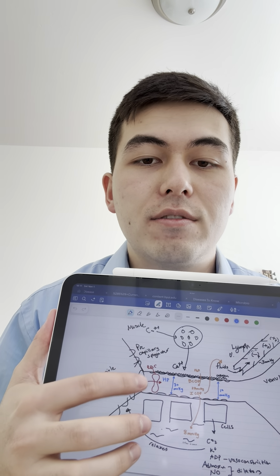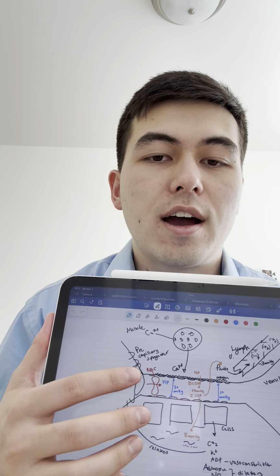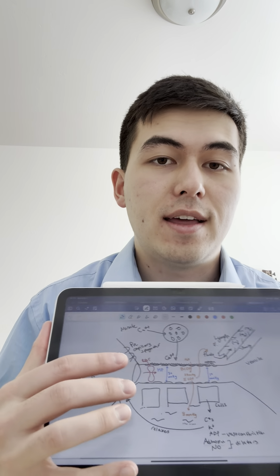On this end of the capillary, on the arterial side, we have a hydrostatic pressure, and that typically at a normal range is 30 millimeters of mercury. On the other end, where the venules are, we have 10 millimeters of mercury of pressure. That's because, usually in the venous system, we don't have as much pressure as you do in the arterial system.